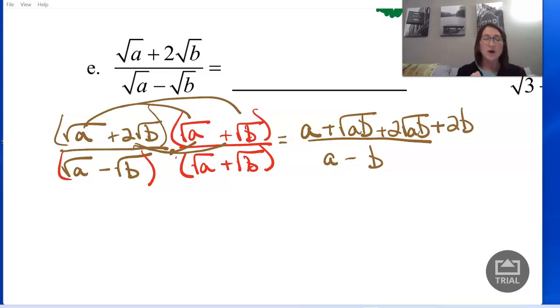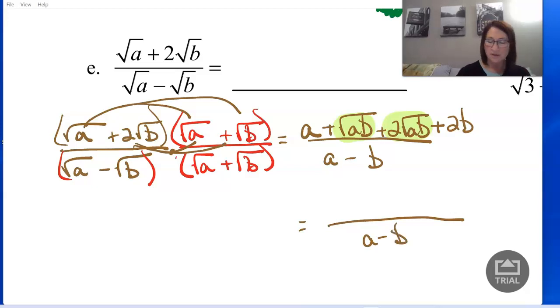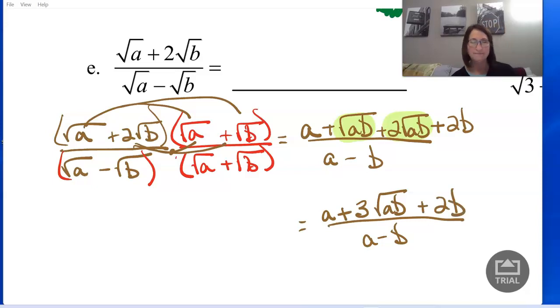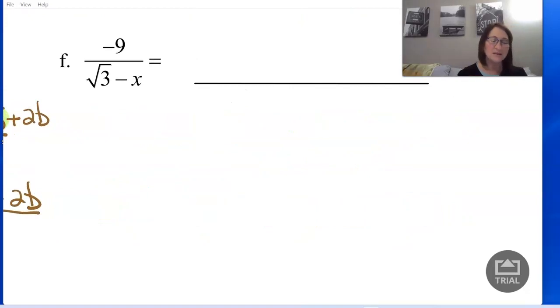The only thing I can really simplify are those middle terms. So for my final simplification, I'm going to keep the A minus B in the denominator. So that'll be A plus, now I have 3 square roots of AB, plus 2B. There we go. All good. Okay. Last one.